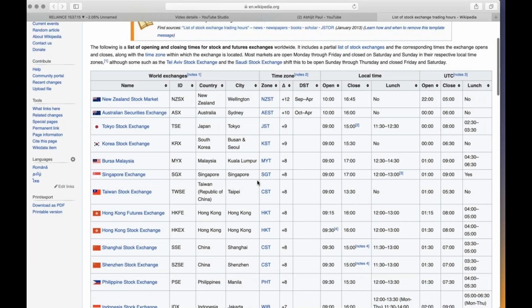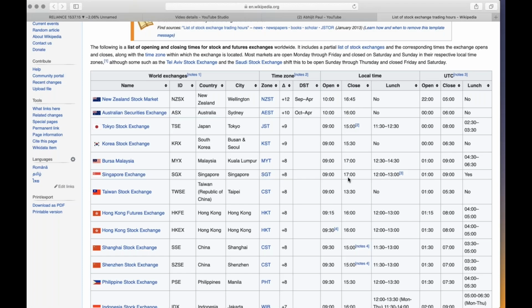In fact, I was checking on a list of stock exchanges on Wikipedia, and it's of course a very long list. So if you are based in Singapore and you trade the Singapore stock market, which starts at 9 o'clock in the morning and finishes at 5, though they have 1 hour lunch break also. So what should be your time frame?